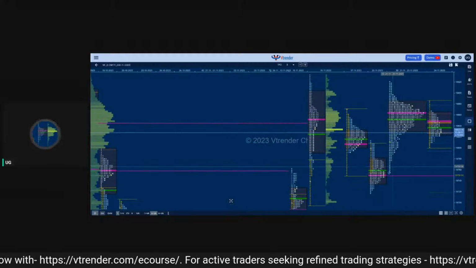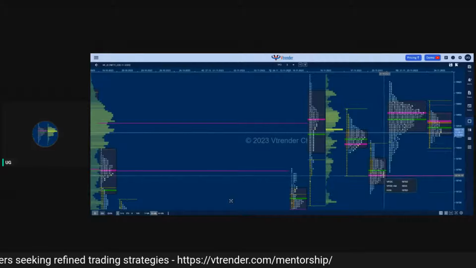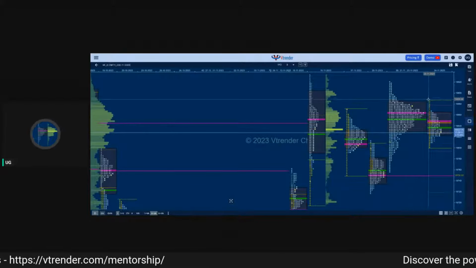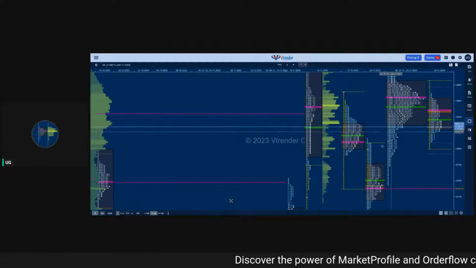And why the 3 days? Because we had left this VPOC lower on 20th, which was not tagged. So that was an important support zone. After this support zone, we have formed this value. And today, as you can see, I'll just increase the TPO size now.